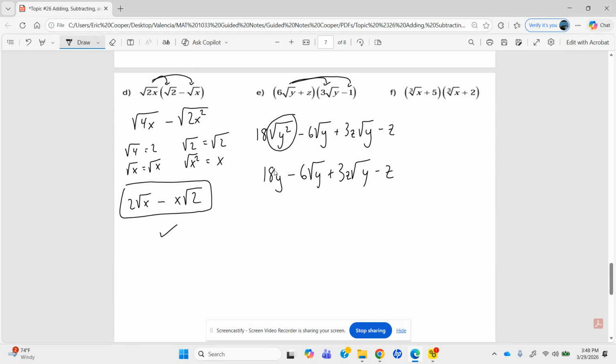Nothing else has a y just by itself. Again, these two square roots won't combine because of the z here, and nothing just has a z by itself. So this is as far as this problem can go.